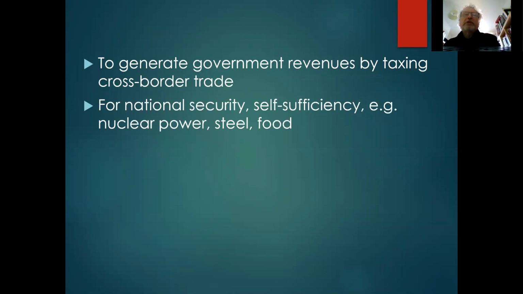It might also be during a pandemic, as is something we're going through now. So certain medical supplies, you might want to prevent or restrict the export of these because it is a health emergency and you want to keep these for your own people. The same with food as well during a food crisis.